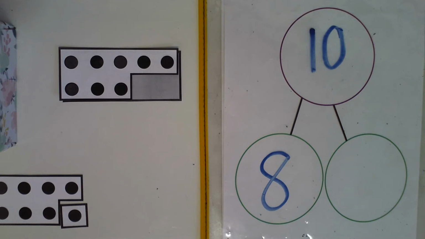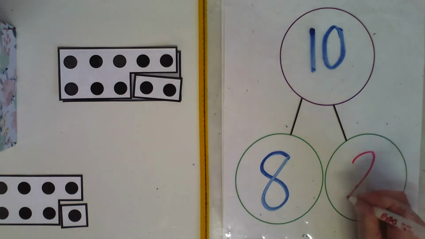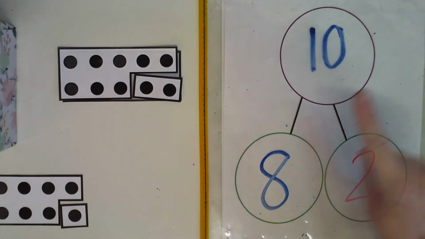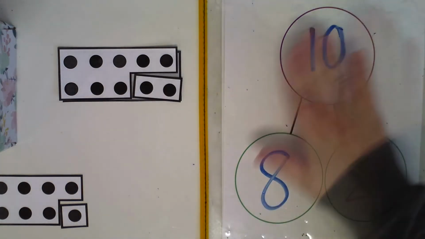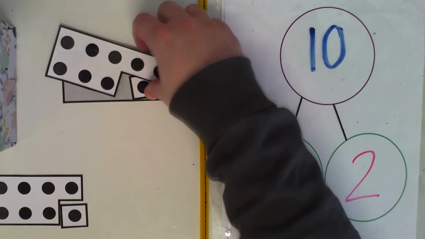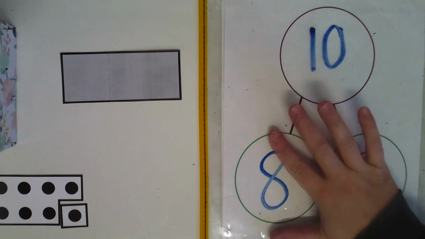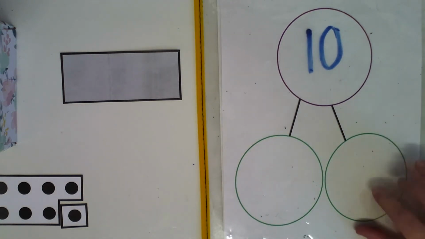All right, are you ready? Do you think you know how many more to make 10? 8 and how many? Yeah, we should have put 2 in this part. 8 and 2 makes 10. 8, 9, 10. All right, go ahead and erase your number bond, and we're going to do another one. We're still trying to make 10, so you can leave that 10 in there if you would like. Just erase your parts.